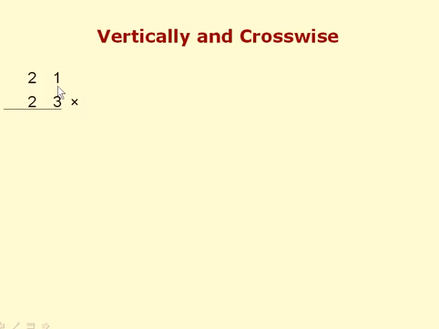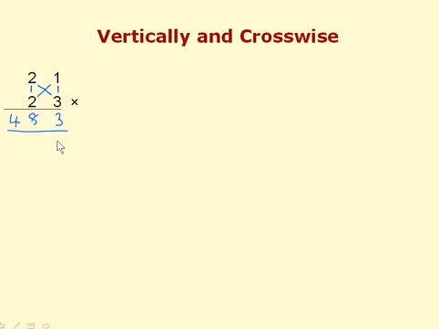First we multiply vertically on the right here. 1 times 3 is 3. Then we multiply crosswise, the 2 by the 3 and the 1 by the 2. 2 times 3 is 6, 1 times 2 is 2, and 6 and 2 add up to 8. Finally, we complete the pattern by multiplying vertically on the left. 2 times 2 is 4, and there's the answer, 483. So we got the answer in one line using this simple pattern.